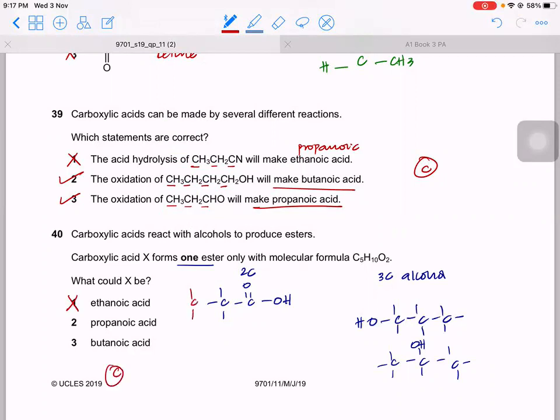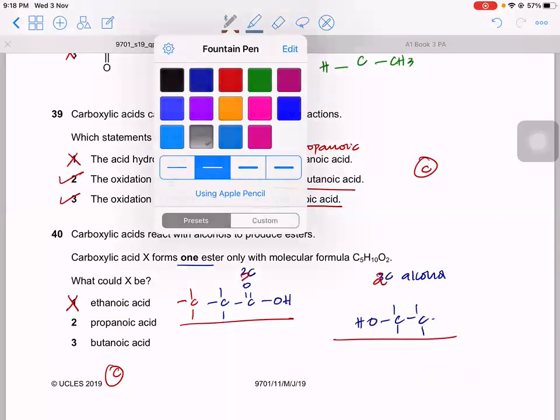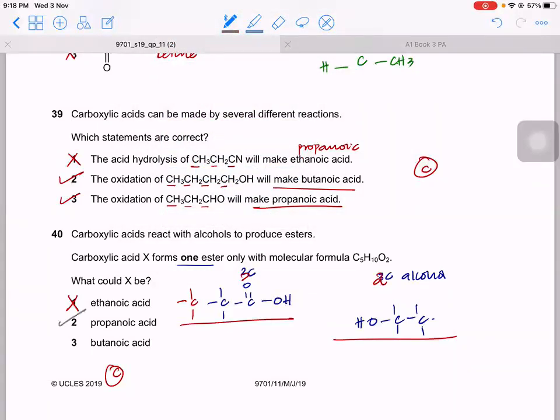Propanoic acid. Let's check propanoic acid. 3-carbon acid. Now you will need a 2-carbon alcohol. So a 2-carbon alcohol would be just ethanol because there are no isomers of ethanol. So do you see you will only have 1 ester? Propanoic acid and ethanol. Yes. Butanoic acid. So you have butanoic acid and now you will need a 1-carbon alcohol. A 1-carbon alcohol has no other isomers. So this will also be just 1 ester. The answer is C.